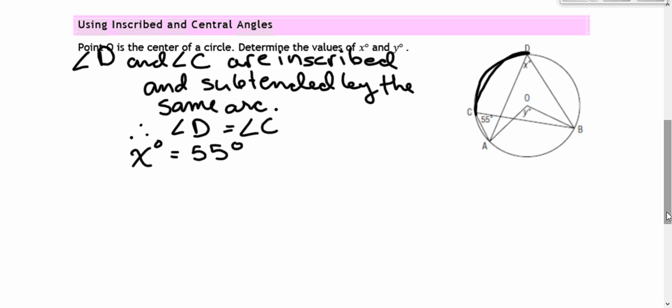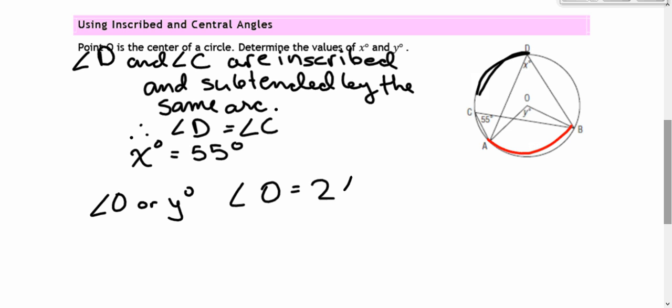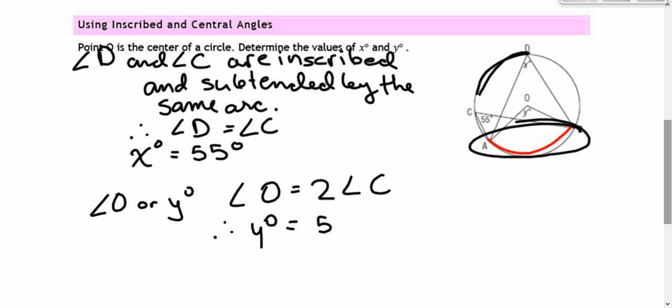Now, if we look at angle O, or y degrees, and we have angle C here, that's the only other angle that we know. We have our minor arc AB, we can see that angle O is equal to twice of the angle C. And it's because of this minor arc. So then, therefore, y degrees is equal to 55 degrees times 2. Y degrees is equal to 110 degrees. Okay.